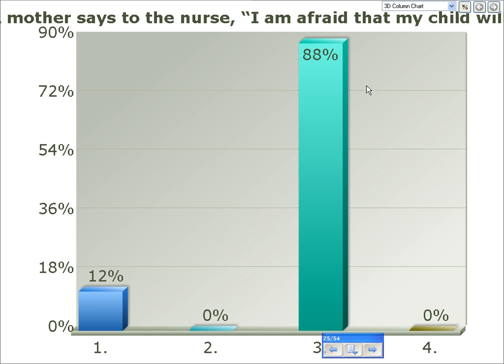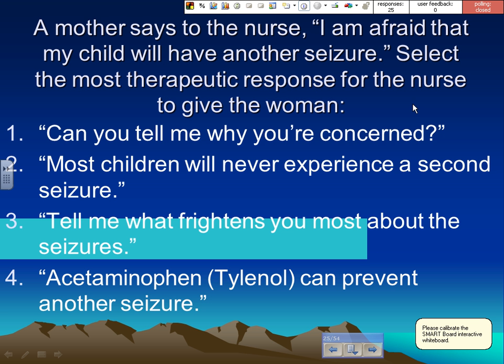Now, 88% of you picked, tell me what frightens you most about the seizures. 12% said, can you tell me why you're concerned? Most children will never experience a second seizure. That's false. It's just a totally false thing. Tylenol can prevent another seizure. No. But why is number 1 incorrect? It's a closed-ended question. But also, the problem with number 1 is it includes the word why.